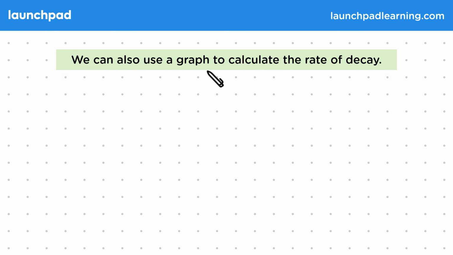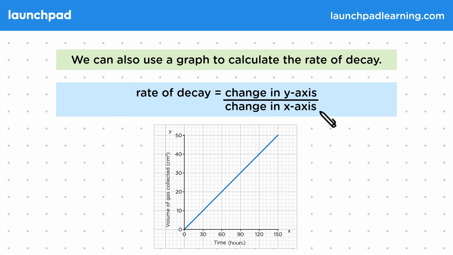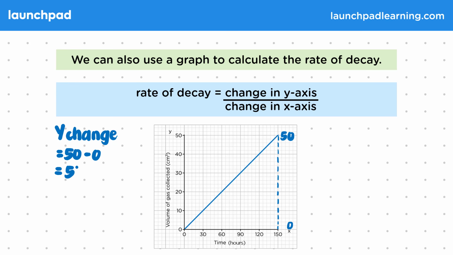We can also use a graph to calculate the rate of decay. So the rate of decay is equal to the change in the y-axis divided by the change in the x-axis. So let's calculate the y-axis change on this graph. In this example, we're going to go from this point. You can see that the y-axis value at this point on the graph is 50. Now, because we want to calculate the change in the y-axis, we need to take this value away from where the line begins, which is at 0. So 50 minus 0 equals 50 centimeters cubed change in the y-axis.